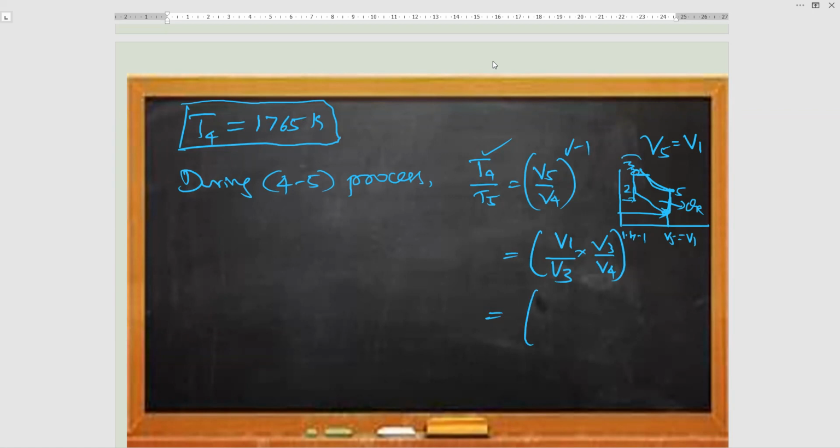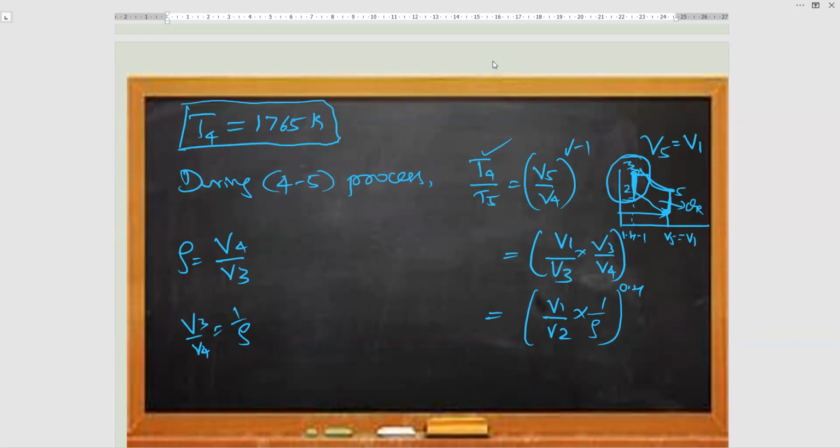So V3 is equal to V2. Look at the diagram here. Volume is constant during 2 to 3. So I can write V1 by V2 also. The cutoff ratio is V4 by V3, so I need here V3 by V4. So V3 by V4 is equal to 1 by rho. That I will write as 1 by rho to the power of 0.4.